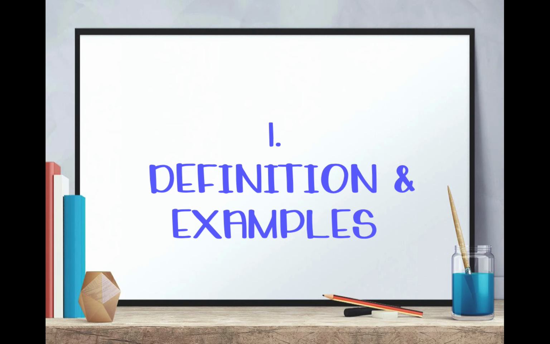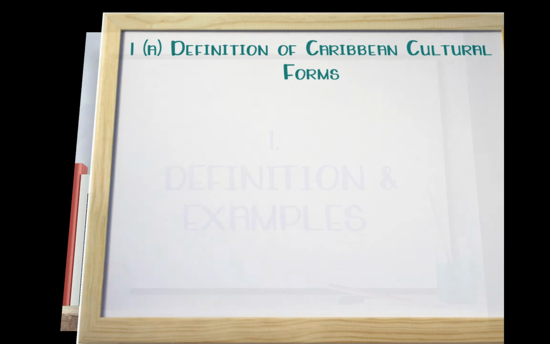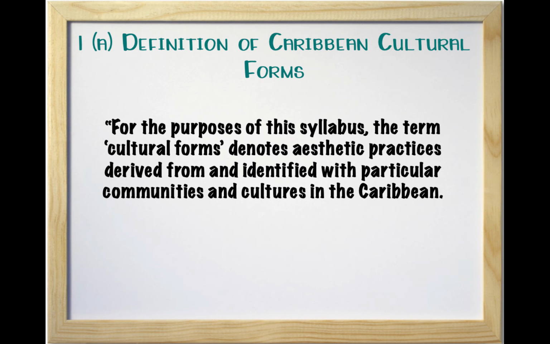So let us move quickly to defining cultural forms and giving a few examples so we understand what exactly we are going to be looking at. According to the syllabus, cultural forms refers to aesthetic practices derived from and identified with particular communities and cultures in the Caribbean. This is just a drawn out way to say these are the things that particular groups of people in the Caribbean will share and practice.